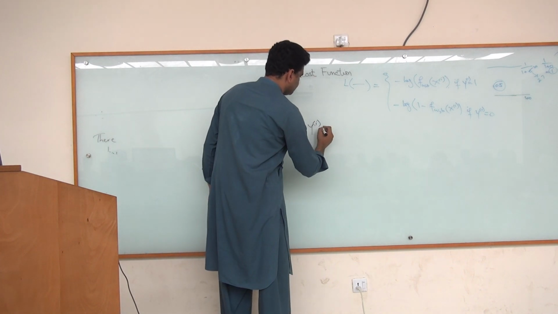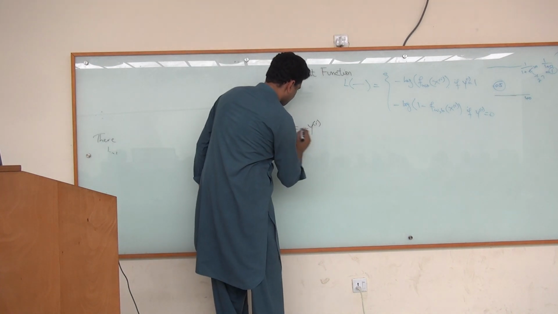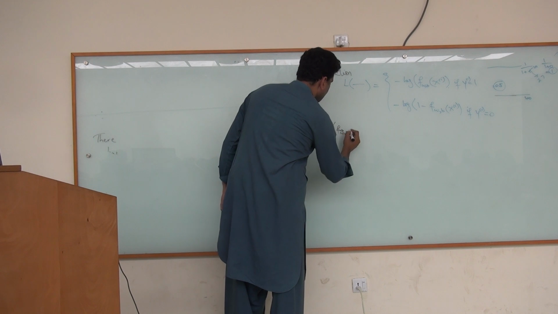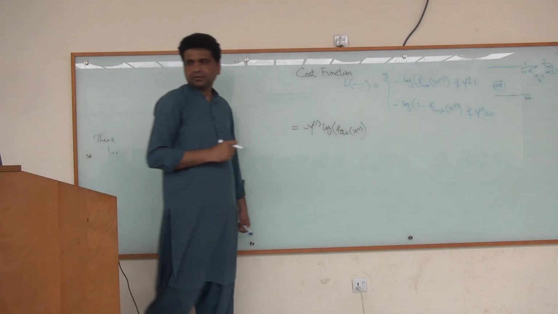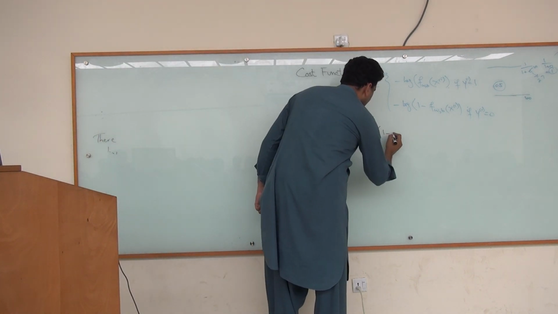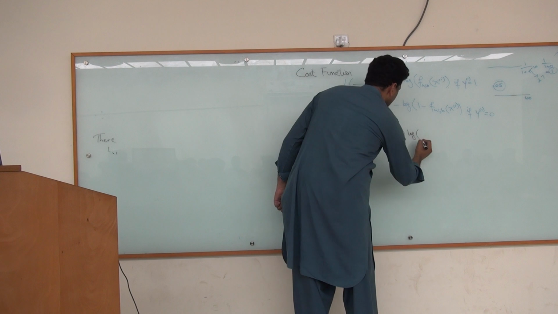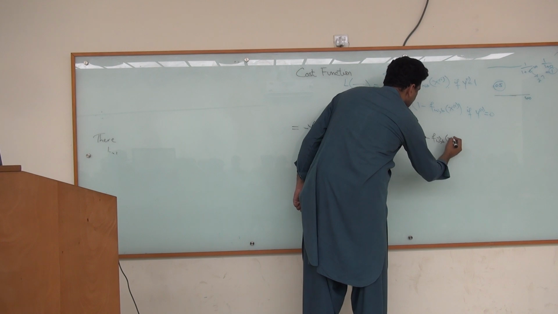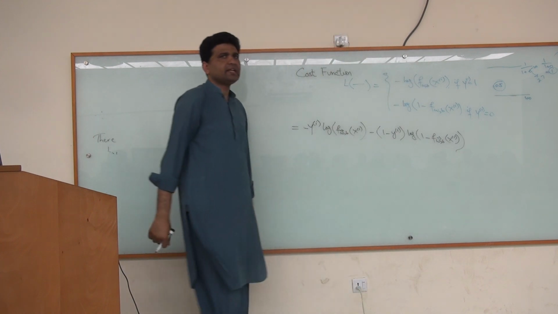yi, yeah, let's make it negative yi log f w b on xi, right? And minus 1 minus yi log 1 minus f w b on xi. It's not raised to power, it's superscript i, right? And that's it. यही है ना?